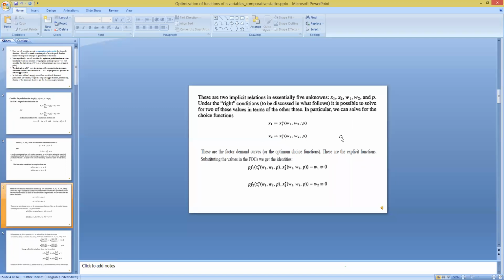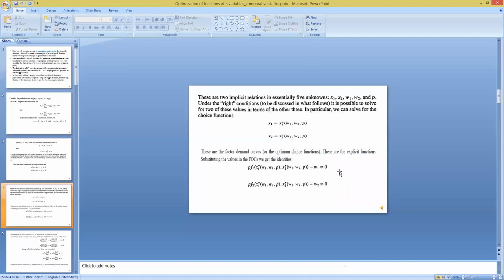So directly we are coming to the conclusion that the x1 and x2 which we will get out of the first order conditions will be functions of the parameters or constants of the model. Here, the constants are prices of inputs, which we are marking by W1 and W2, and the price of output, which we are marking by P.